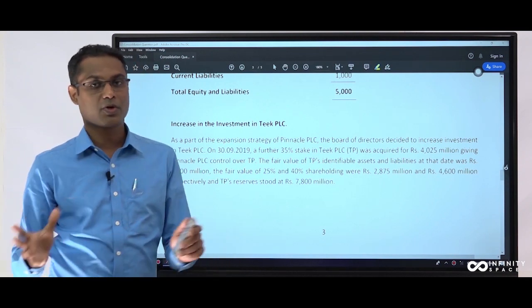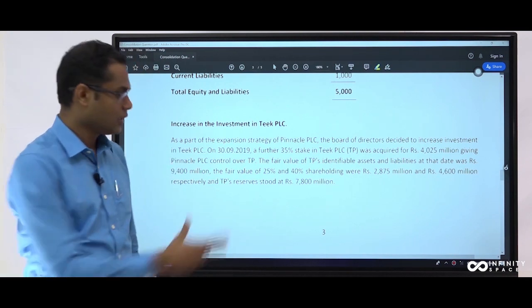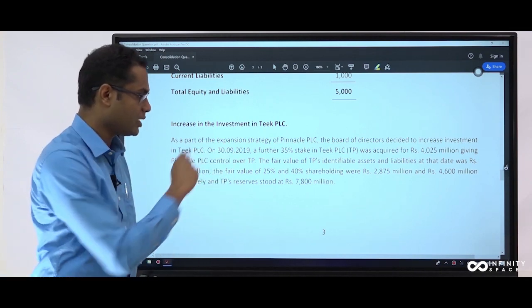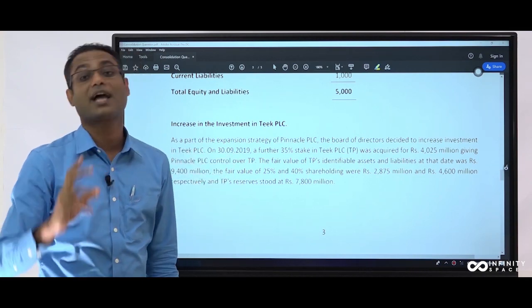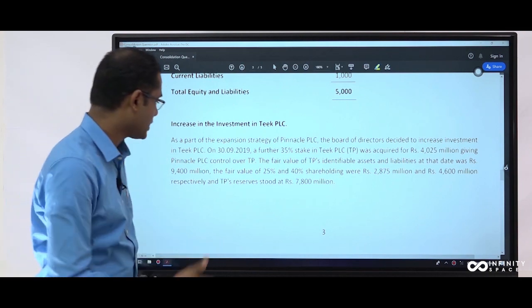You have two methods, no? Proportionate net asset method and the fair value method. So you have been given the fair value, most probably for NCI, and the goodwill is to be calculated by using the fair value method. Anyway, let's read through.